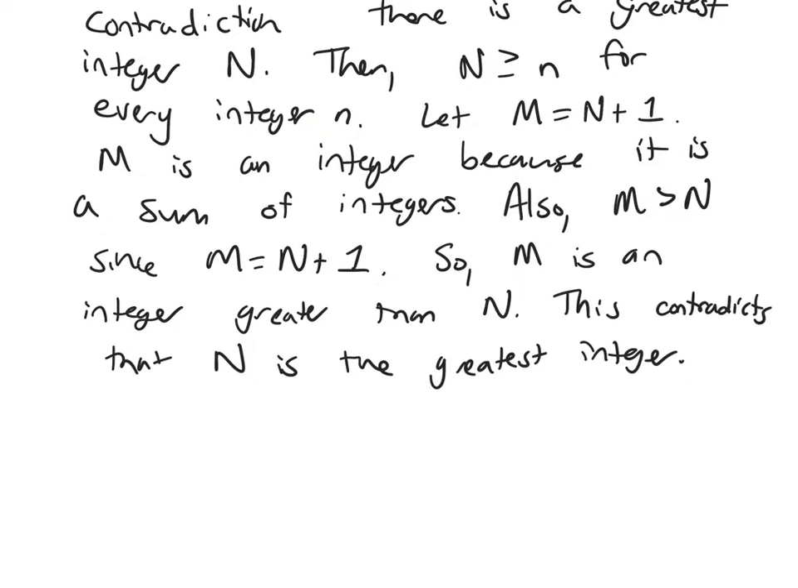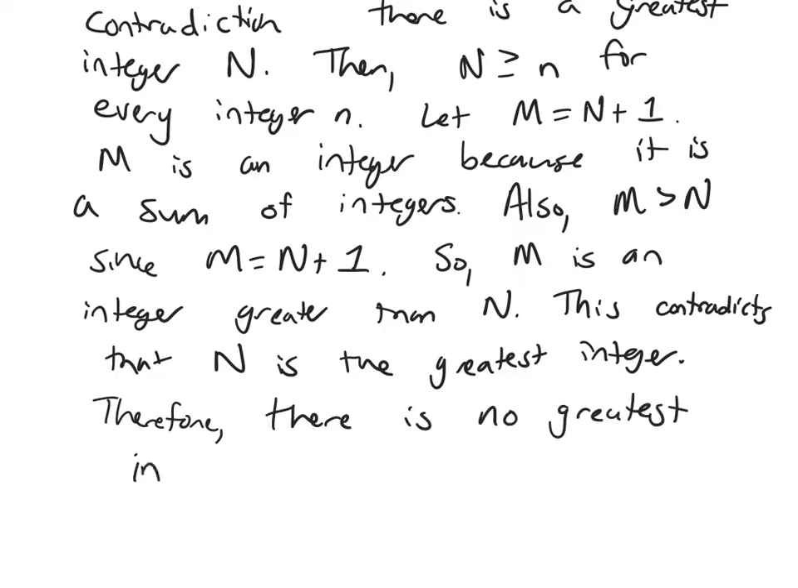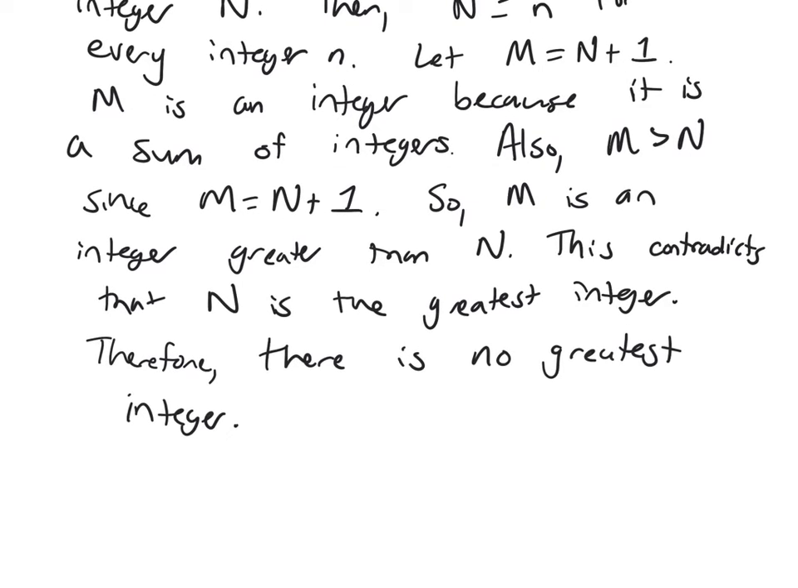So we've reached our contradiction, which was step 2, and now I make my conclusion. Because I got a contradiction, the original statement must have been true. Therefore, there is no greatest integer. And this completes our proof.